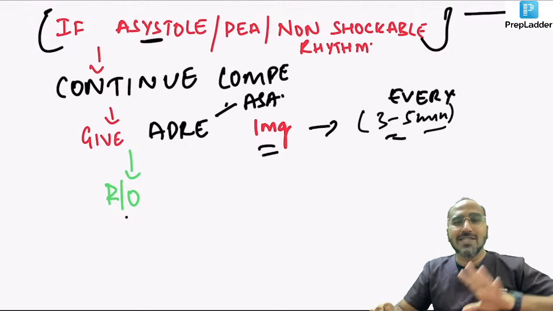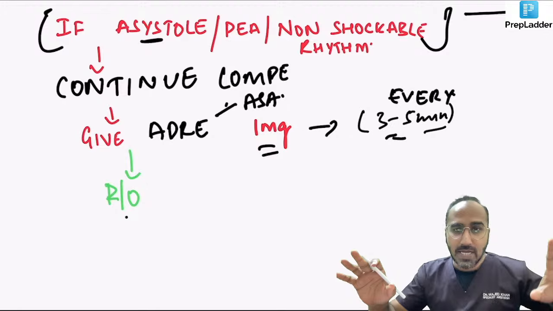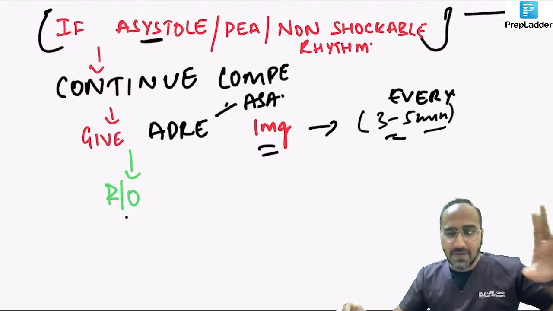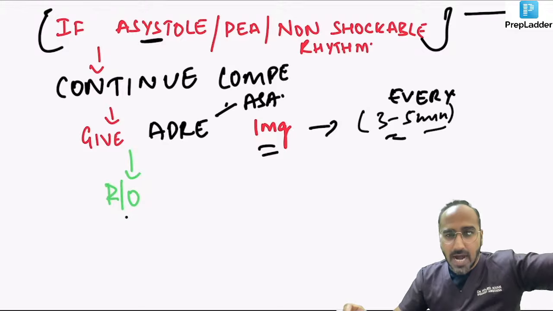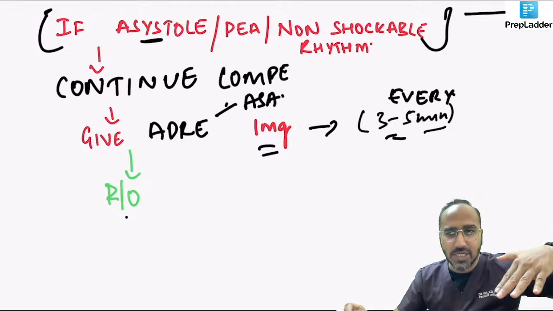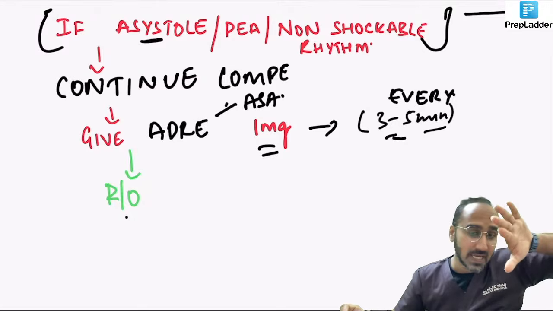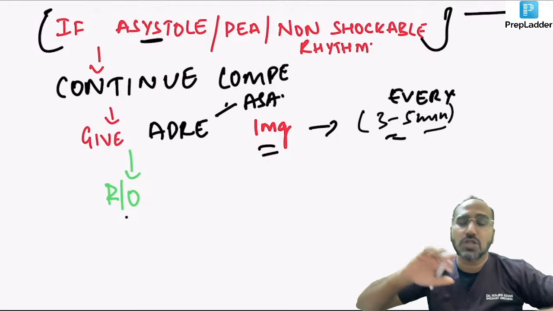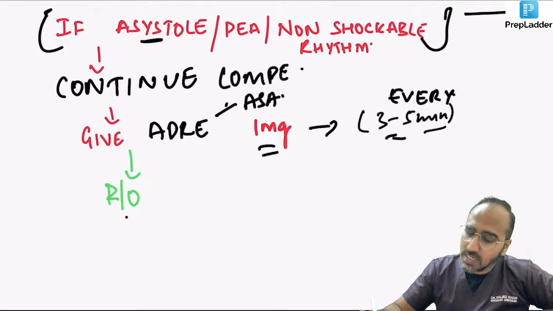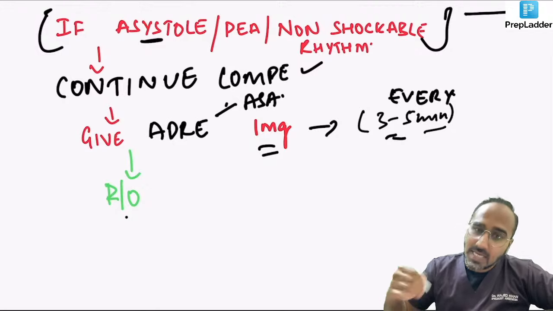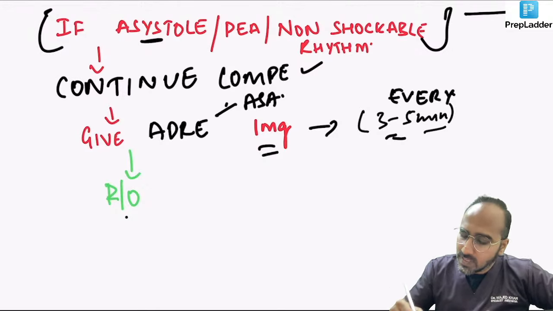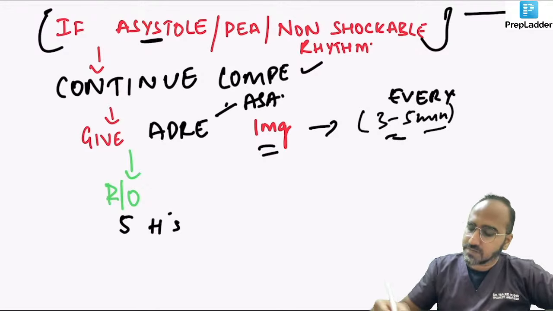So guys, remember, whether shockable or non-shockable. If it is shockable, first shock, after 2 shocks adrenaline, after 3 shocks amiodarone, and you have to rule out the 5 H's and 5 T's. If it is non-shockable, then you continue compressions, give adrenaline, and directly rule out the 5 H's and 5 T's.